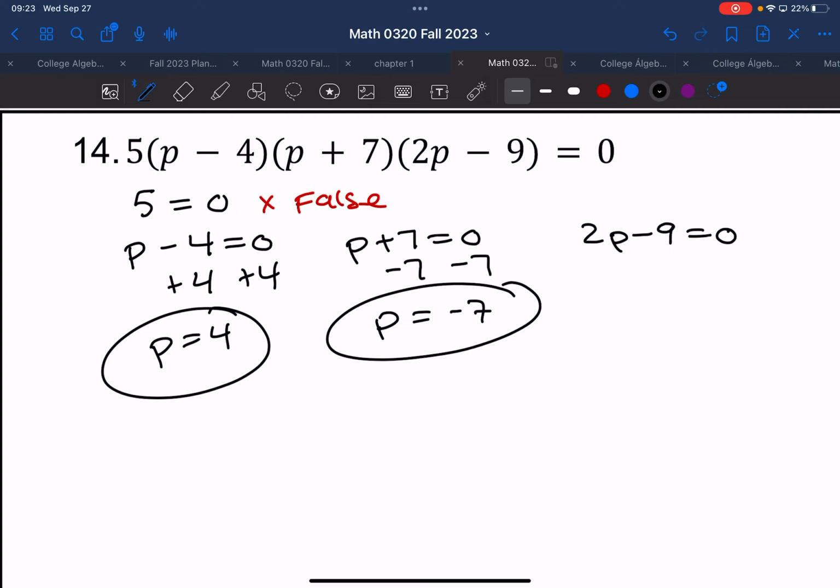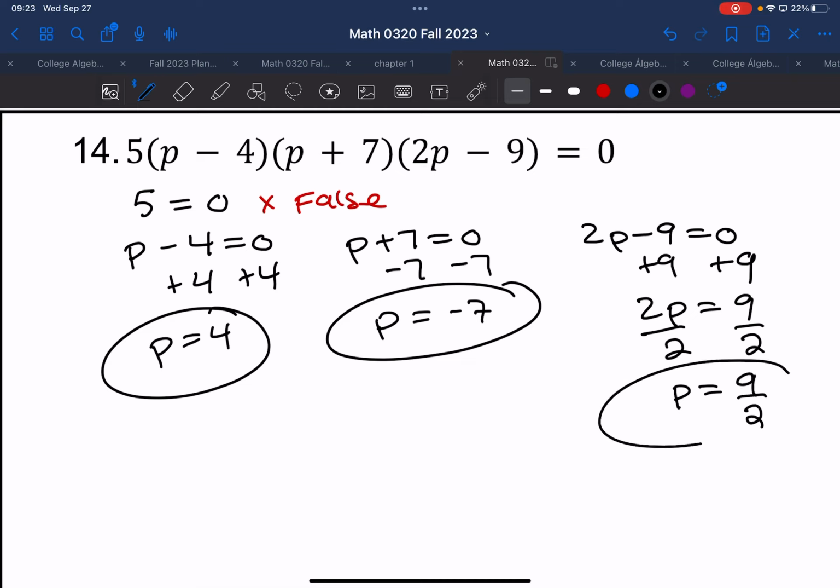And for 2p minus 9 equals 0, I'm going to add the 9 over, and I get 2p equals 9. Then I'm going to divide both sides by 2, and I get p is equal to 9/2. So you should have got the answers 4, negative 7, and 9/2.